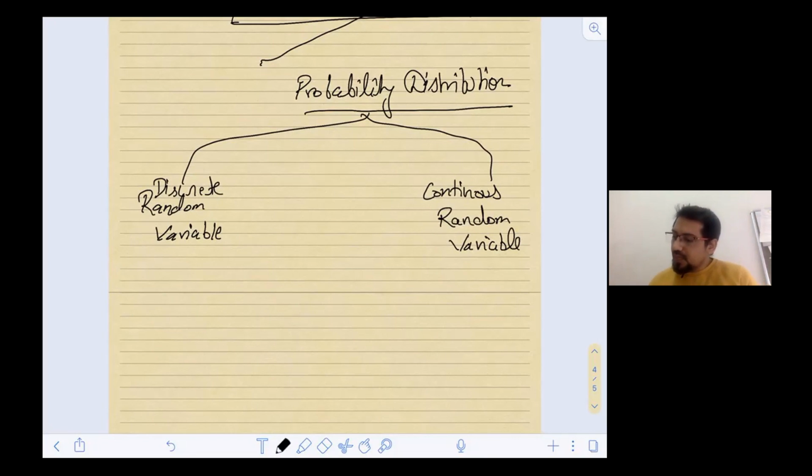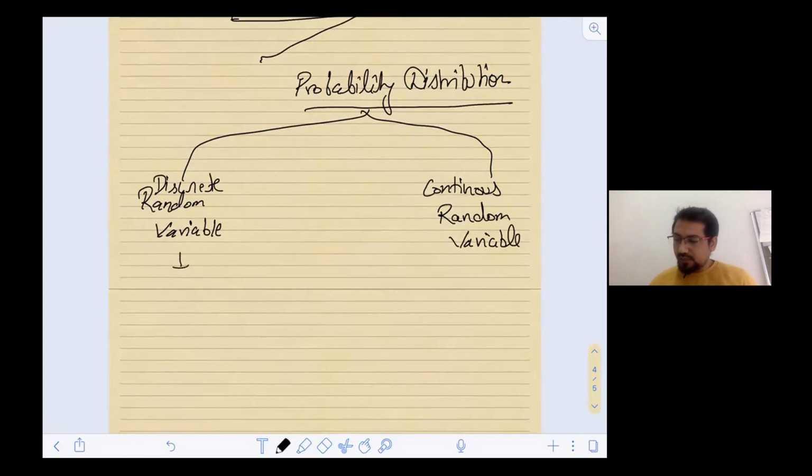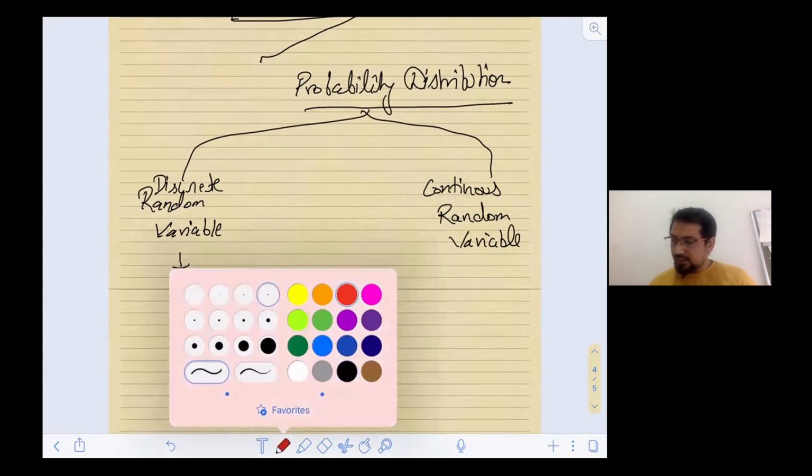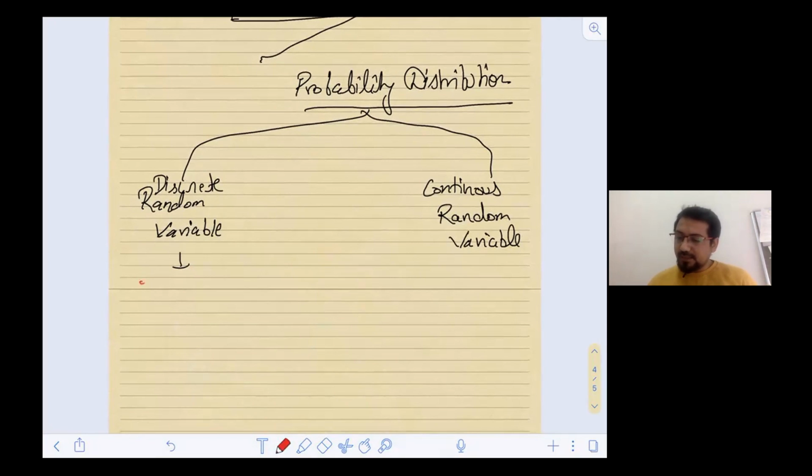So what is discrete? First of all, we can learn it this way: easily countable, which can be counted easily. For example, the number of students in a classroom, or pairs of shoes, or something like that, which can be counted, right?